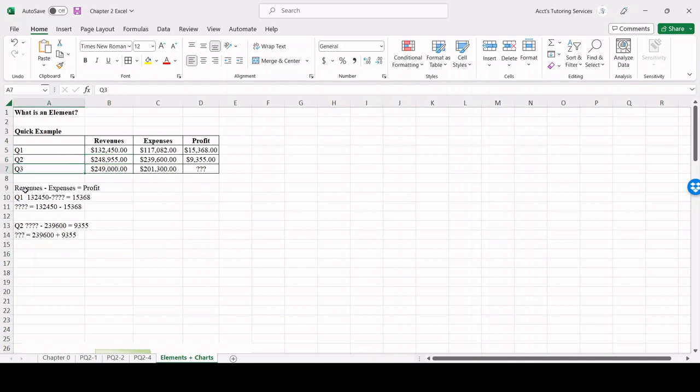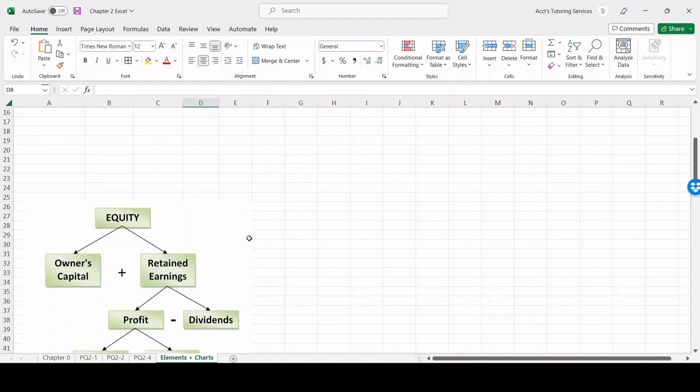Question 3 is the formula itself. Revenue minus expenses gives us profit. So we're going to do 249,000 minus 201,300 to arrive at profit. So we already learned about these in prior videos. I just want to go over them again with you guys real quickly.